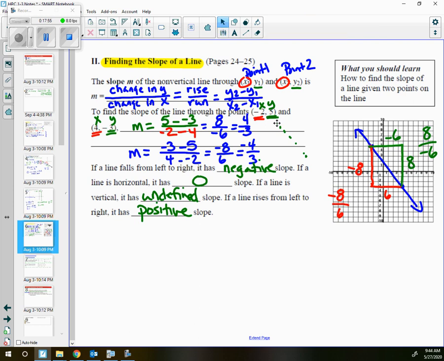So you can count on a graph. That's great. Sometimes the points aren't going to be great to graph, though. What if they're like decimals and stuff? So if we have this formula, this way to calculate, it's just a difference. How much does it change? It makes it really easy to do.